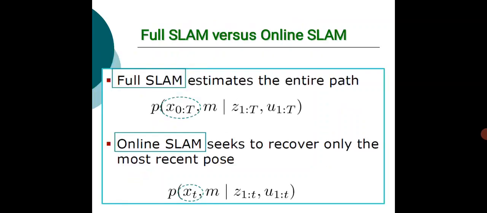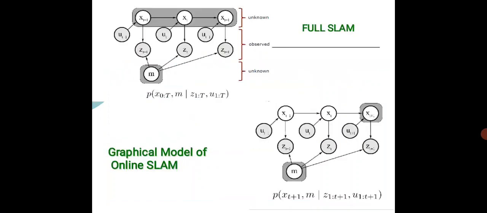We have two types of SLAM, called full SLAM and online SLAM. Full SLAM estimates the entire path, and online SLAM estimates only the most recent pose. You could see in the probability distribution, in the first case it is given as x0 to capital T, which takes the entire path, whereas in the second case you could see p of xt, which represents only the current pose. So this is the graphical model of full SLAM and online SLAM.